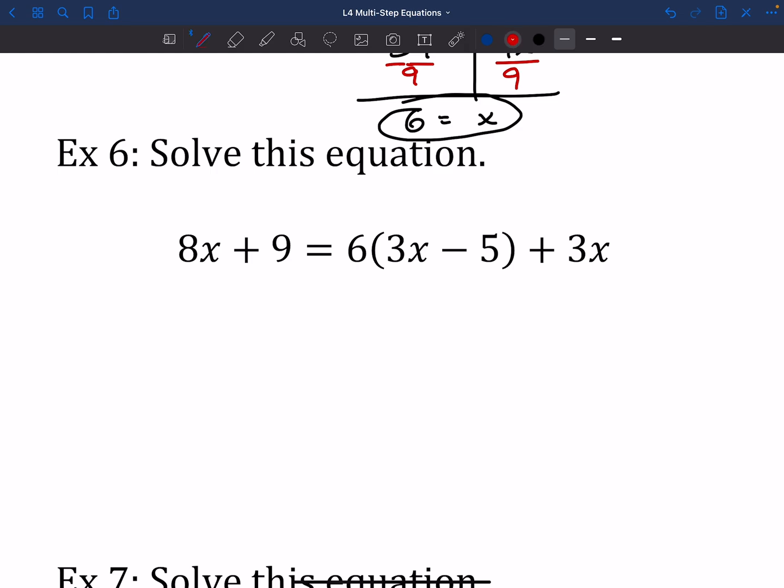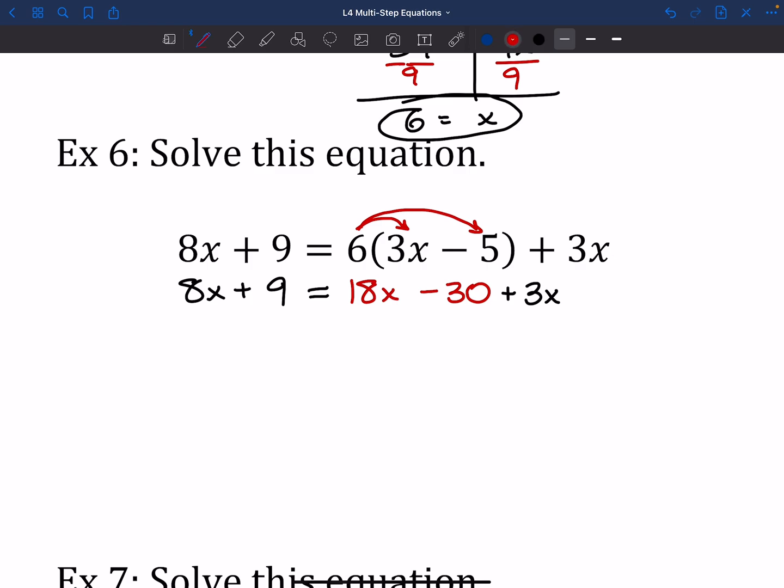Okay. So on this one, we got 8x plus 9, looks fine over on the left-hand side there. But then over on the right-hand side, we've got this 6 that I'm going to distribute into these parentheses. And again, don't make the mistake of distributing it to that 3x. That plus 3x on the very end over here is not in the parentheses, so that's not included when we distribute. All right, so 8x plus 9, hunky-dory, equal sign. 6 times 3 is 18 with an x attached. 6 times negative 5 is negative 30. And then we got that plus 3x hanging on the very end.